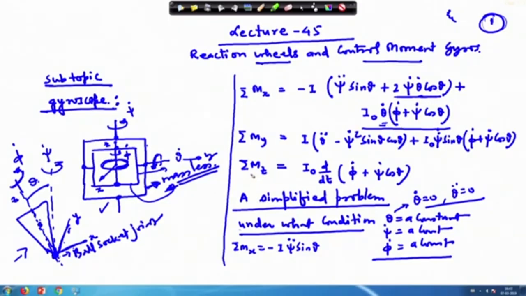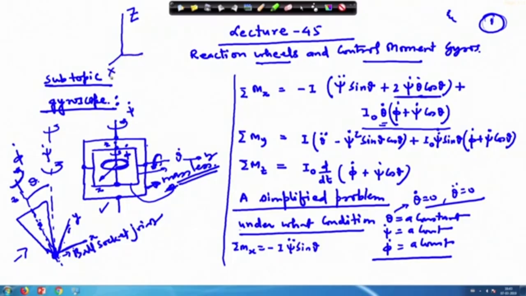If we look here in this part, E m z, this quantity I 0 d by d t of phi dot psi dot. So, as per our original problem, we wanted to solve this problem. Along this axis, no moment is acting. This is the vertical axis. We have written this as the capital Z axis.